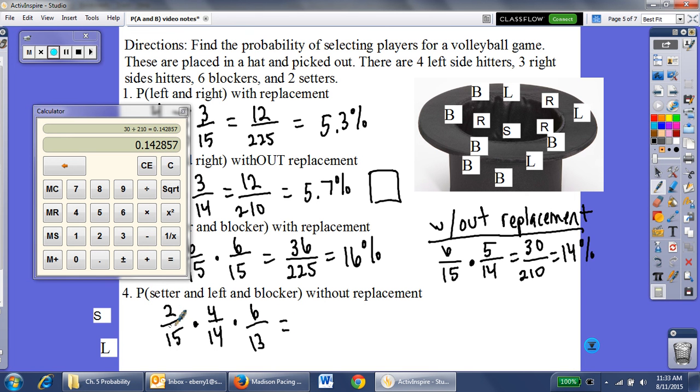Okay, multiply these out. 2 times 4 is 8, times 6 is 48, out of, let's type this in, 15 times 14 times 13. That's 2,730. And then dividing this, we get 48 divided by 2730, and that's really small, 1.7. So let's just make, well, we can write that down, 1.7% here. Actually, if we're going to round, we might as well round correctly, so 1.8%. Very, very small chance that we would pick out a setter and then a left hitter and then a blocker in this order. Almost a 2% probability here.